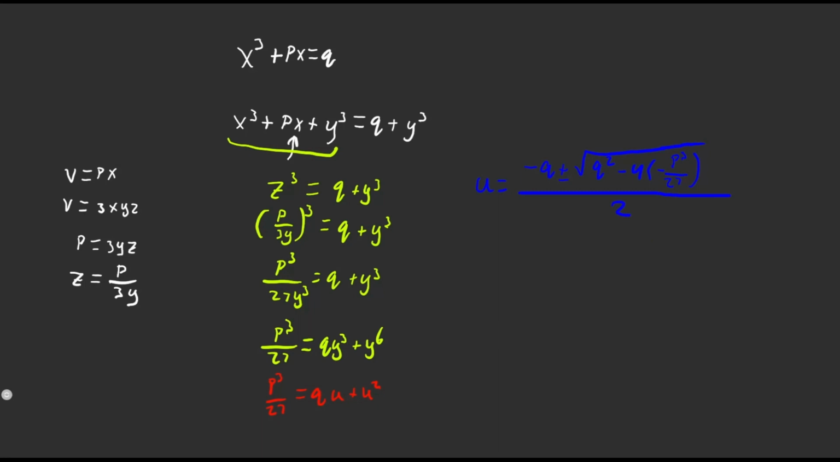And we will now replace it with y cubed, or we could just take the cube root at the same time, where we will get y is equal to the cube root of minus q plus or minus the square root of q squared minus 4 times negative p cubed over 27, all over 2.